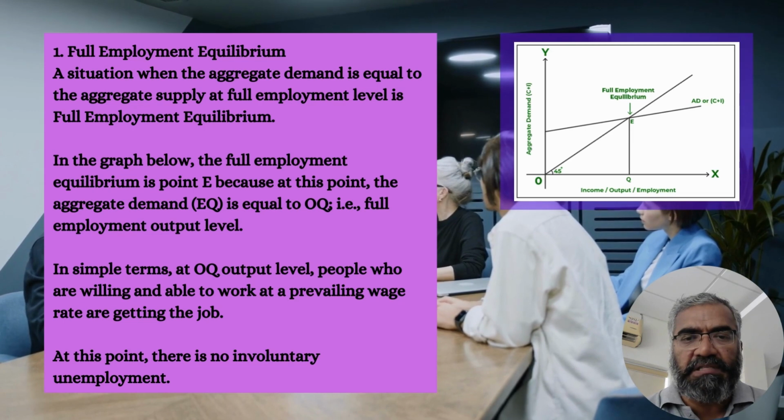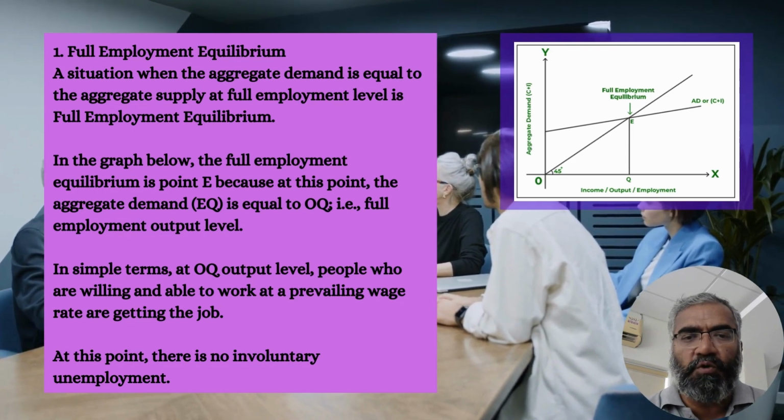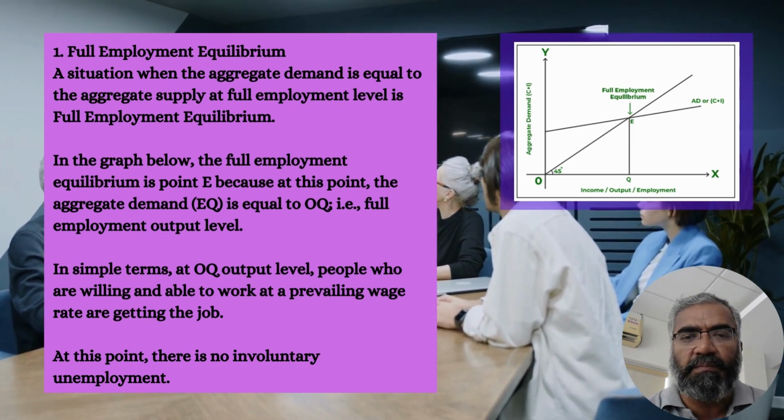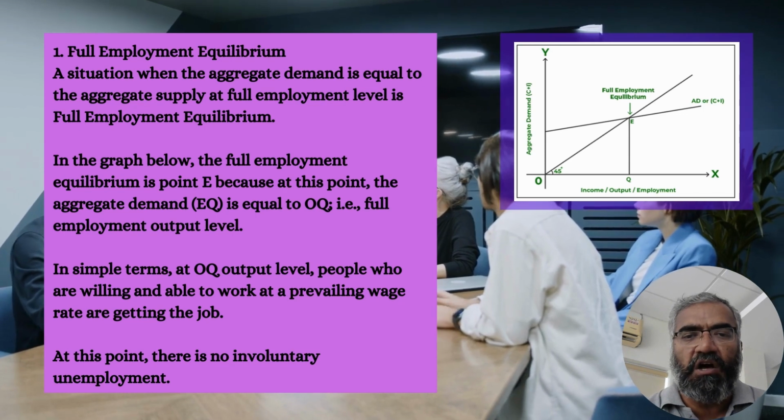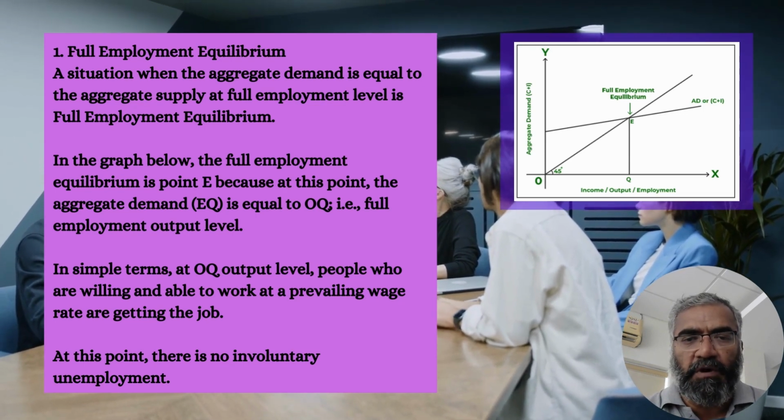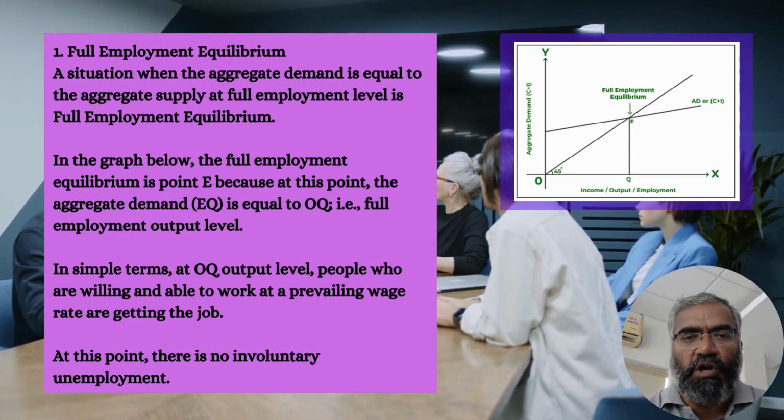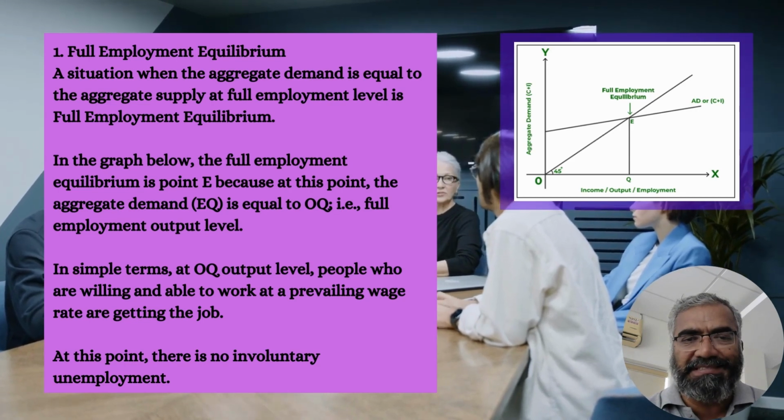In simple terms, at OQ output level, people who are willing and able to work at the prevailing wage rates are getting the job. At this point, there is no involuntary unemployment.